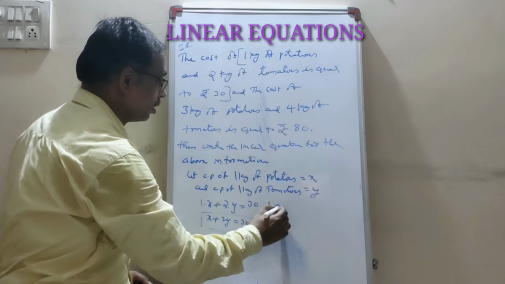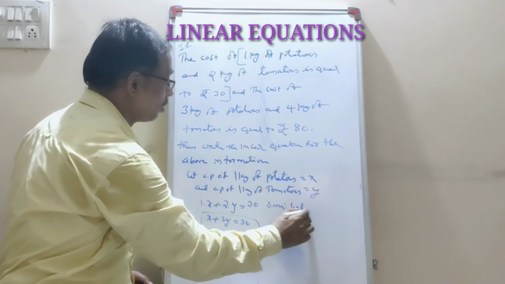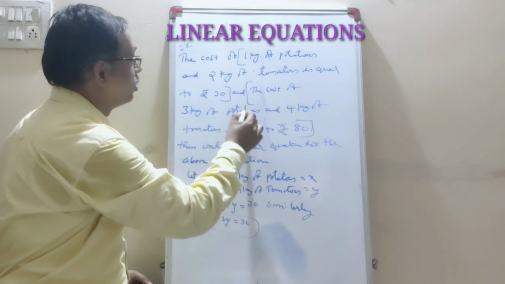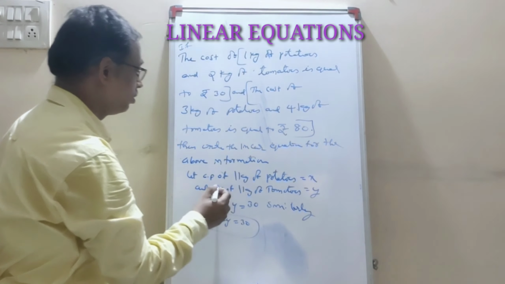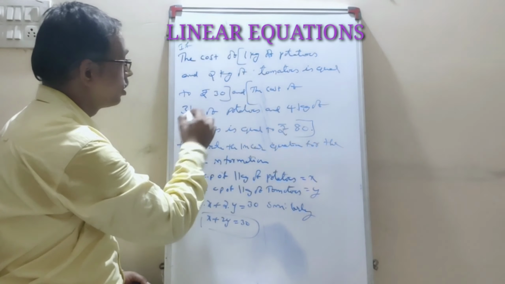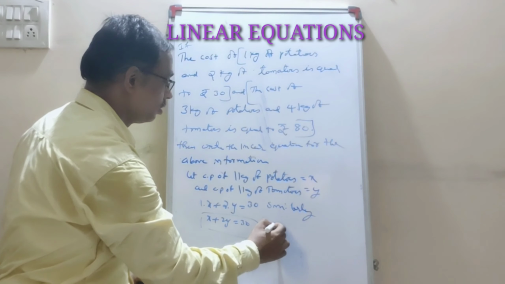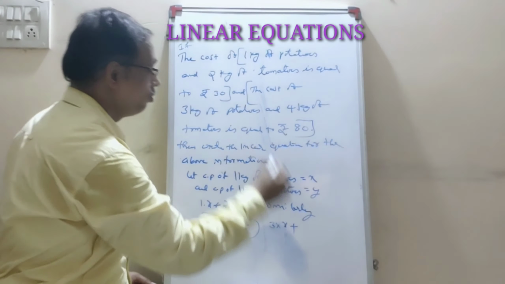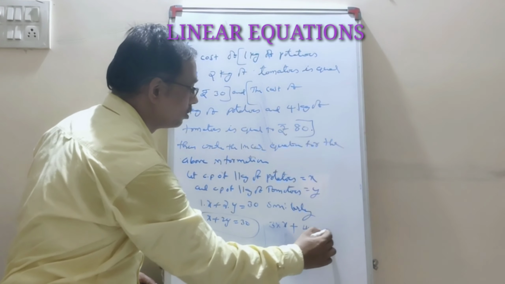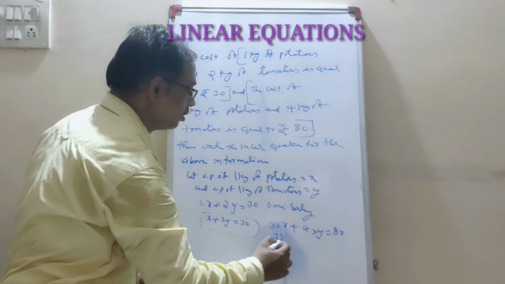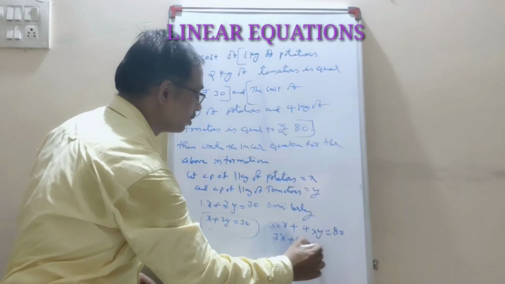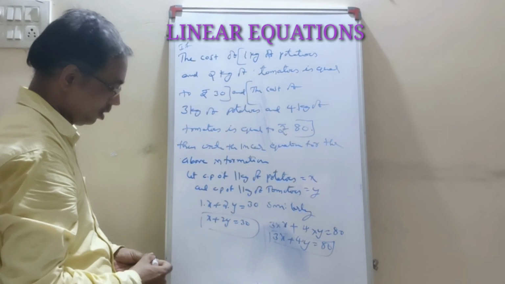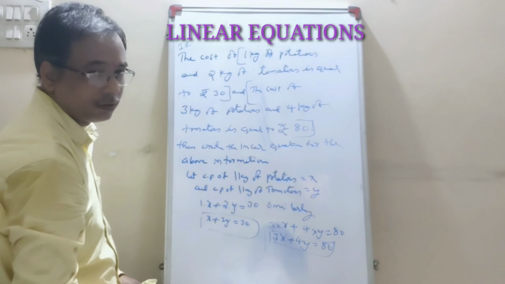Similarly, from here to here, 3 into x, because 1 kg of potato is x, so 3 kg means 3 into x, 3 into x plus 4 into y is equal to 80. That is 3x plus 4y is equal to 80.